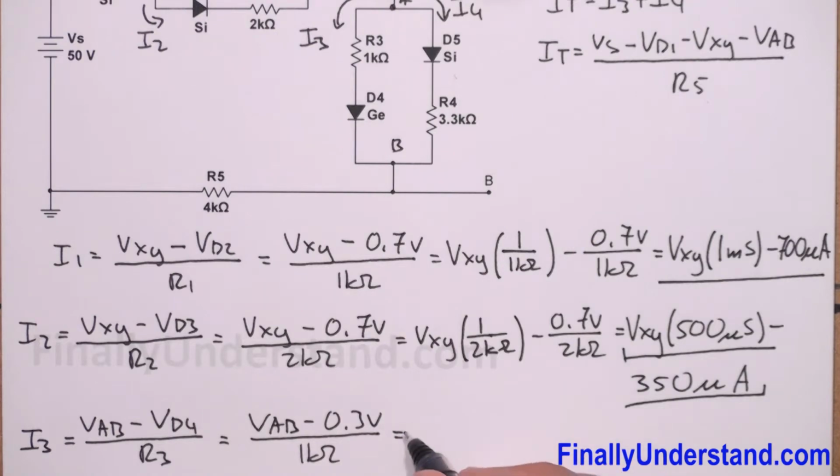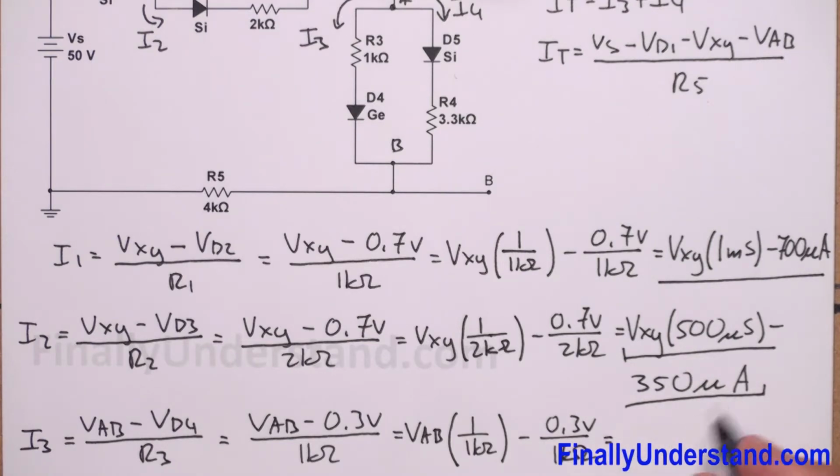So this is equal to VAB times 1 divided by 1 kilo ohm minus 0.3 volts over 1 kilo ohm. So this is equal to VAB times 1 millisiemens minus 300 microamps. Okay, so this is my current I3.